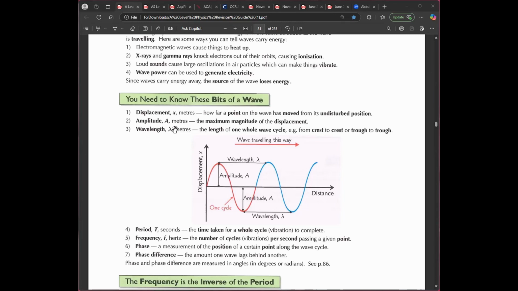Now the wavelength is a complete cycle of the particles. For example, if you start from this point, you know it's at the mean position right now, then it goes to the first extreme position.